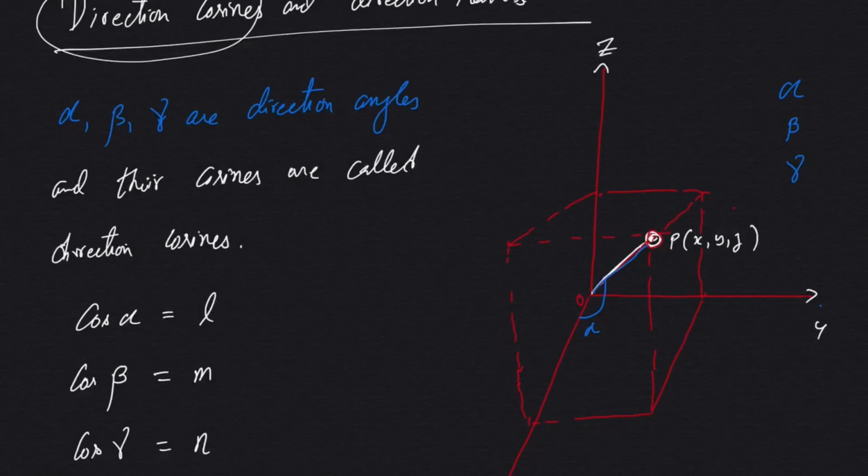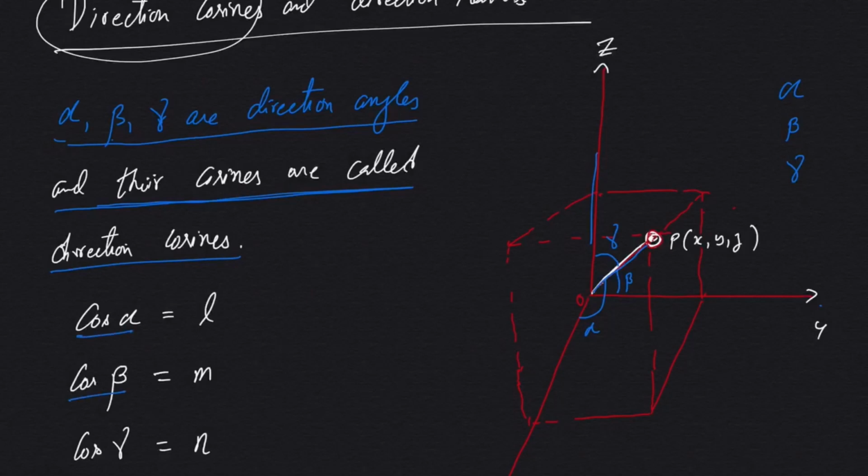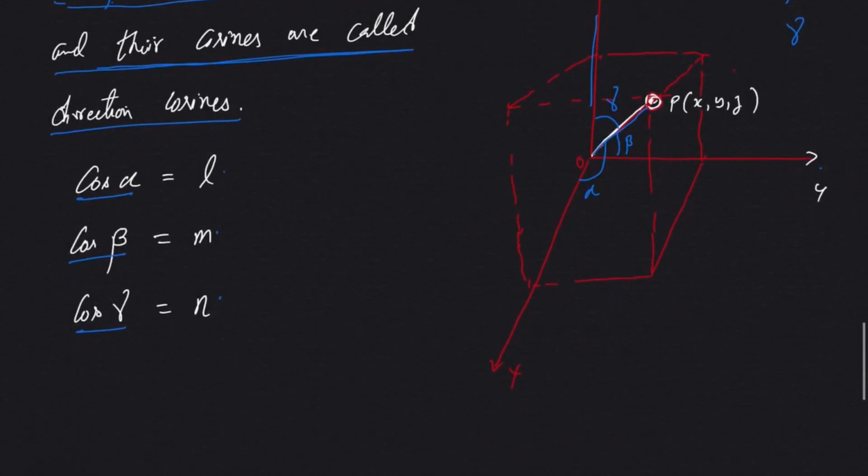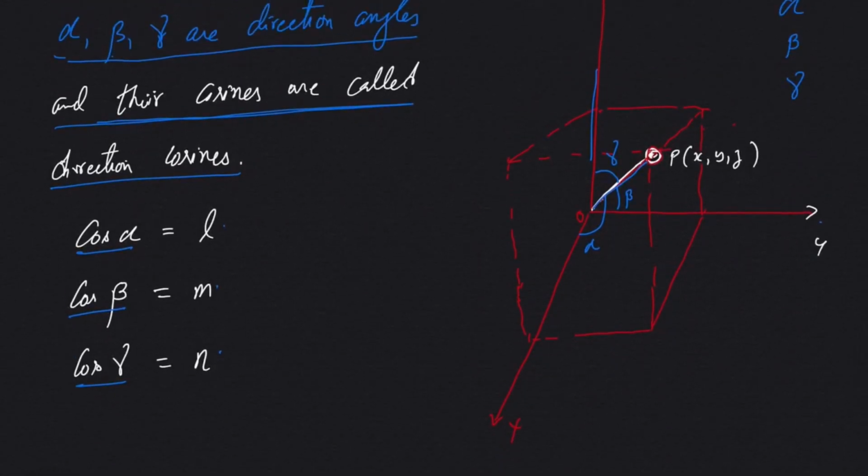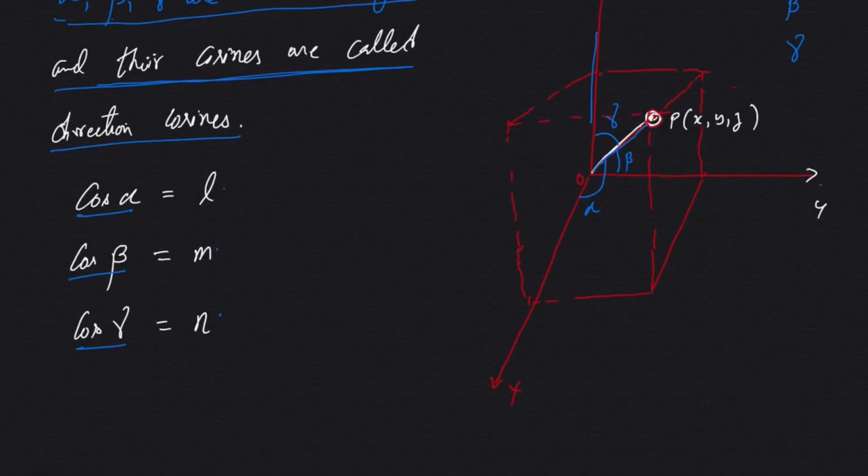letters denoting. Let's say it makes beta with the y-axis, and gamma with the z-axis. Then, in simple terms, alpha, beta and gamma are the direction angles, and their cosines are called direction cosines, that is cos alpha, cos beta, cos gamma, which are also denoted by L, M and N. So direction cosines are the cosines of the angles which the position vector directed line makes with respect to the x, y and z axes respectively.